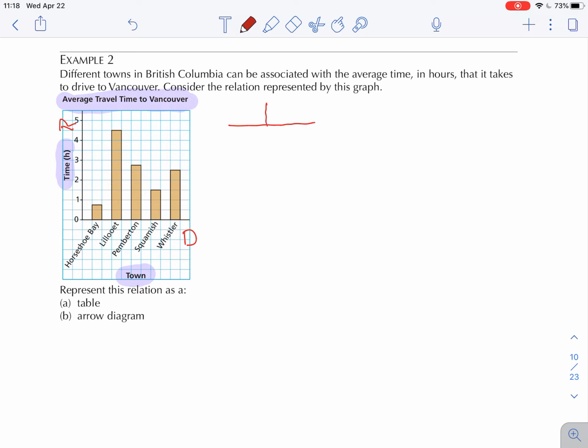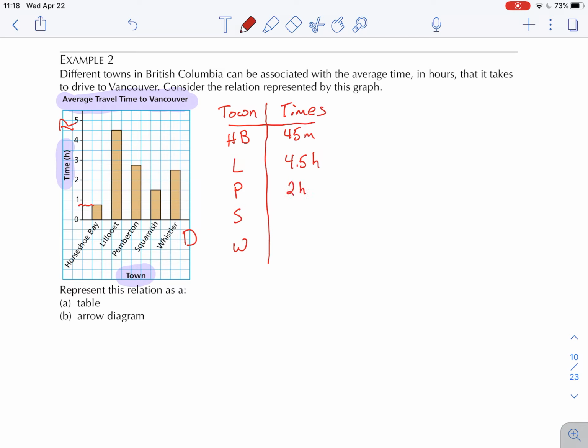We're going to represent this relation 2 ways, as a table and an arrow diagram. So table. Our domain values go first, and domain is the towns. Our range is the times. Horseshoe Bay, again, I'm going to abbreviate them. Lillooet, Pemberton, Squamish, Whistler, so long as it's obvious what these stand for, you can abbreviate them. Horseshoe Bay looks like 3/4 of an hour, or 45 minutes. Right, to me that looks like 3/4 of an hour.